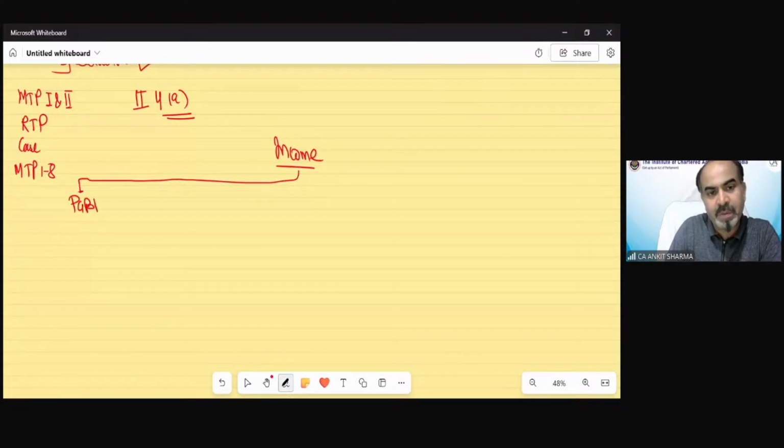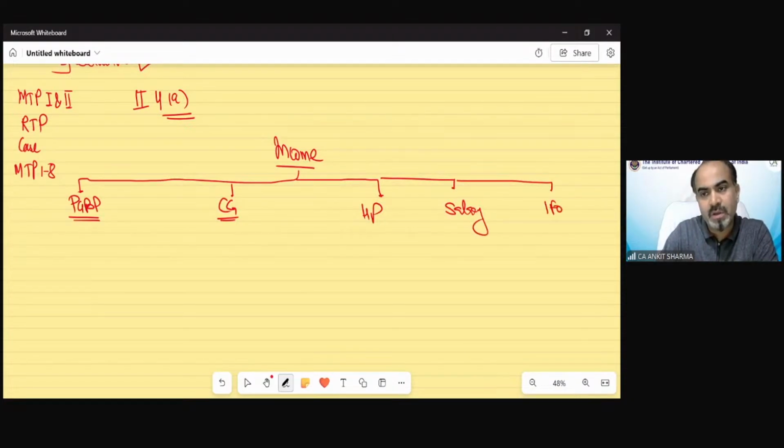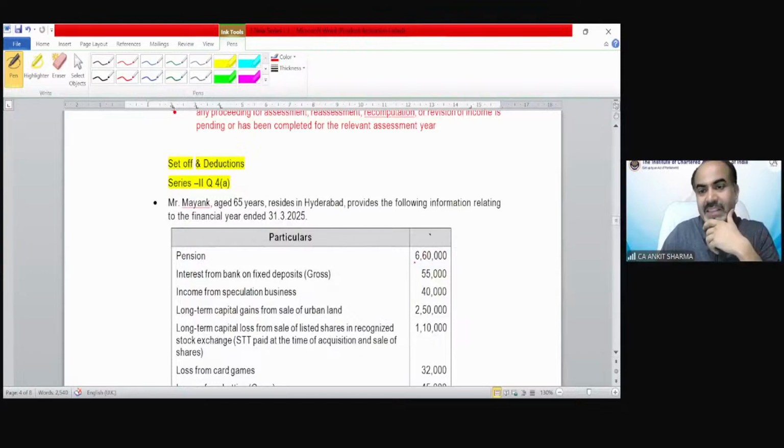Whether it would be PGBP details, or capital gain details. It's a very interesting question. I will also ask some queries regarding this question, so be careful. House property, salary, and income from other source. So now I am going to start reading the question, and the question says the information. Let me read once. The pension 6,60,000 rupees. So that should fall under the salary head.